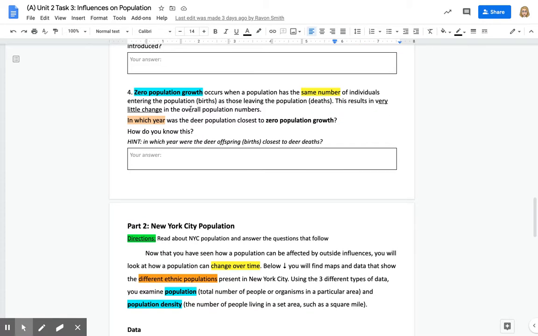And then you're going to think about zero population growth, which is basically when the population's births minus deaths equals 0, because the births and deaths are the same. You're going to think about which year the deer population was closest to zero population growth. In other words, in which year were the births minus the deaths closest to 0.